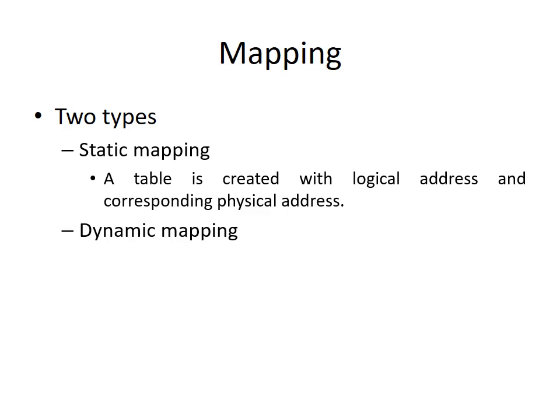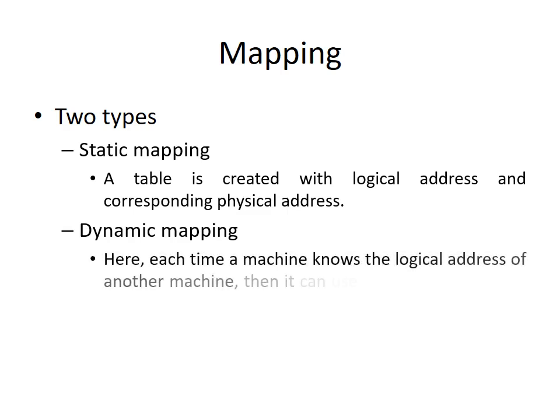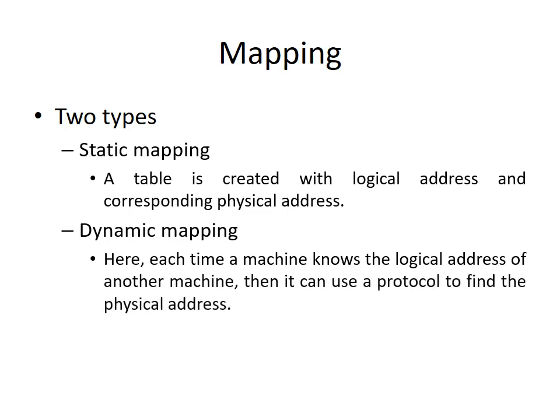There are certain limitations in the case of static mapping. The two limitations which we are going to discuss: sometimes a machine can change its NIC card. In that scenario, the physical address will be changed. That information needs to be updated in the table in a periodic manner. And another issue arises in the case of some LANs like LocalTalk.